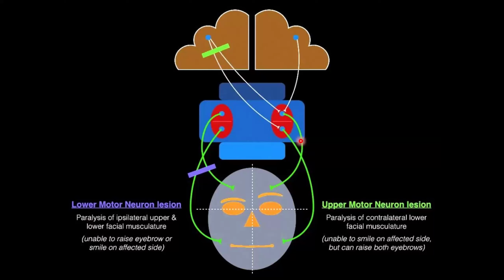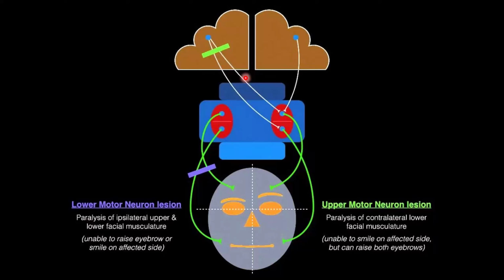Is that clear? Meanwhile, an upper motor neuron lesion means that I am affecting those upper motor neurons here. And this is significant because I am having this dual supply. So what does this dual supply mean for me? This means that if I were to only affect this specific one, so I'm only affecting one of them, I would still have compensation by the other one.